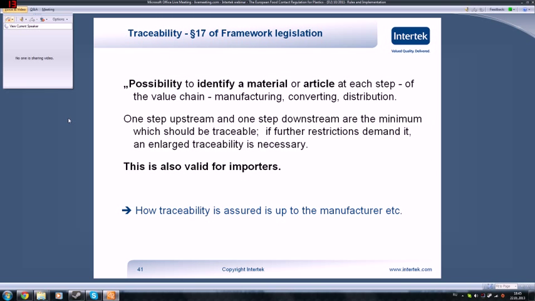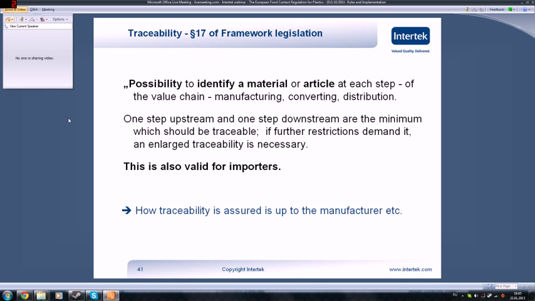Now I come to the last point. It's traceability. So traceability is more or less part of this GMP as well. It's the possibility to identify a material or article at each step of the value chain, manufacturing, converting, distribution. One step upstream and one step downstream are the minimum which should be traceable. If further restriction is demanded, an enlarged traceability is necessary.